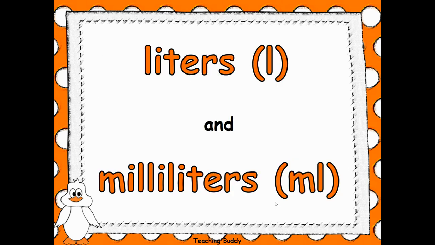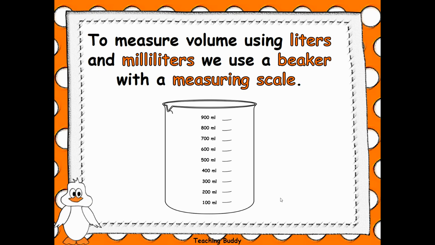All right, you're right, liters, which remember L was the abbreviation, and we also mentioned milliliters. We learned that 1,000 milliliters equals a liter. So we would use milliliters more when we're measuring smaller amounts, but we're going to really focus on using liters. To measure volume using liters and milliliters, we use a beaker with a measuring scale.